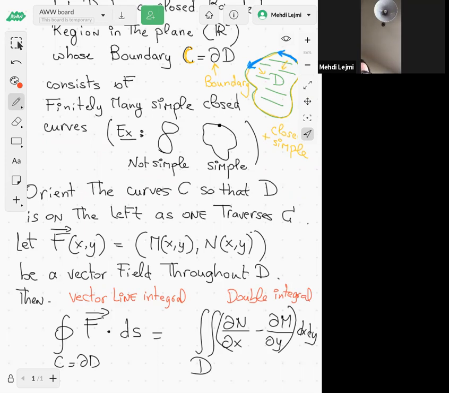And this symbol here, guys, this circle here, means that we are integrating along a closed curve.